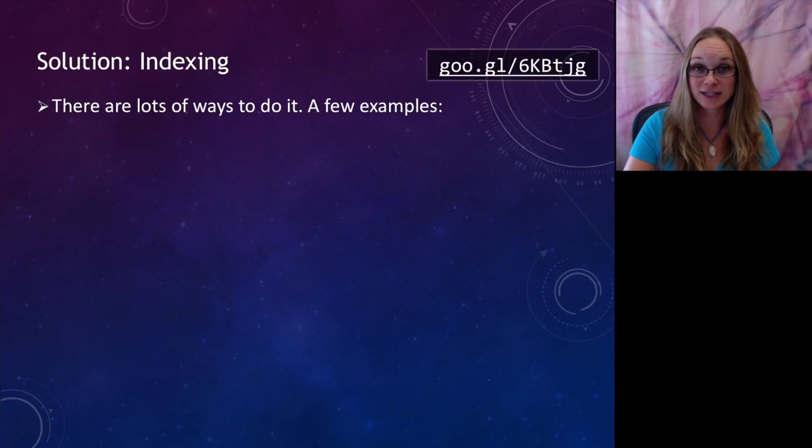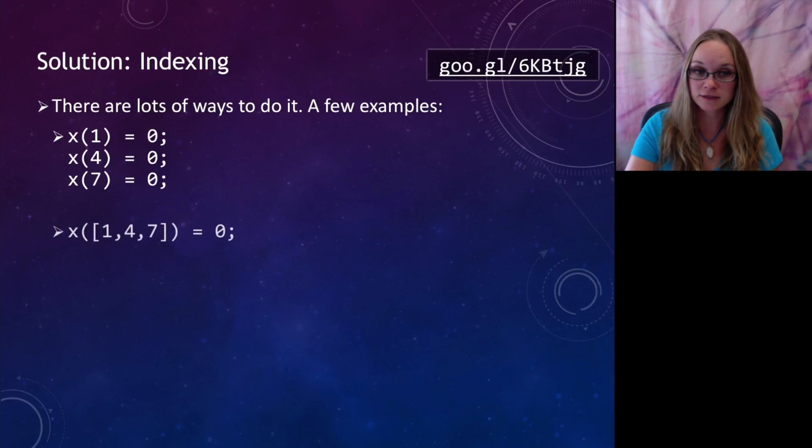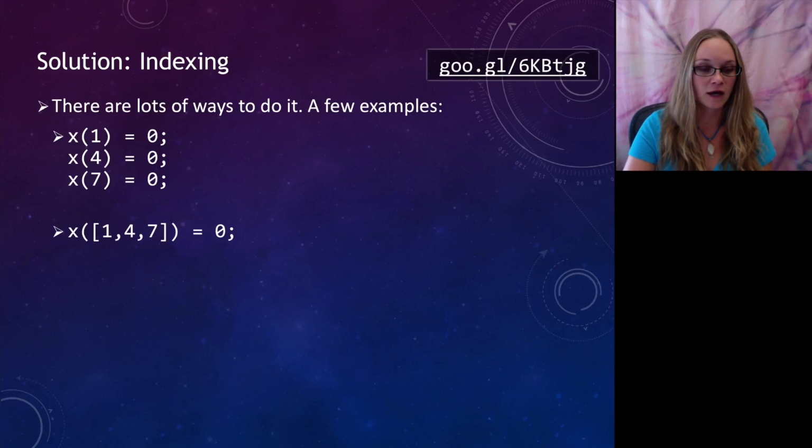All right, so let's take a look at some different ways that you could do this. So first of all, you could set each individual element equal to 0. That is totally fine. It's a lot of typing though. A different way is basically the same approach, but in one line. So you select X and you tell it to go get elements 1, 4, and 7, all in one line.